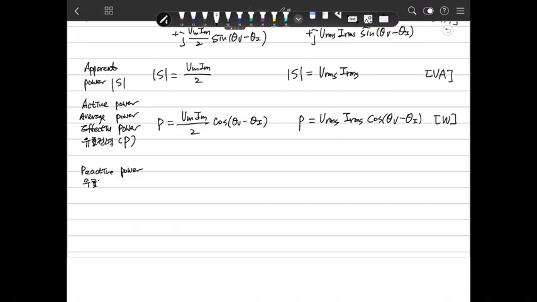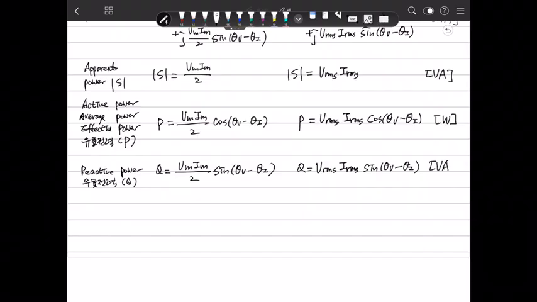무효 전력. Q is Vm Im over 2 sine(theta V minus theta I). Q can also be represented in RMS values as V RMS I RMS sine(theta V minus theta I). The unit of that is VA, but for reactive power it is VAR. VAR is the unit of reactive power.